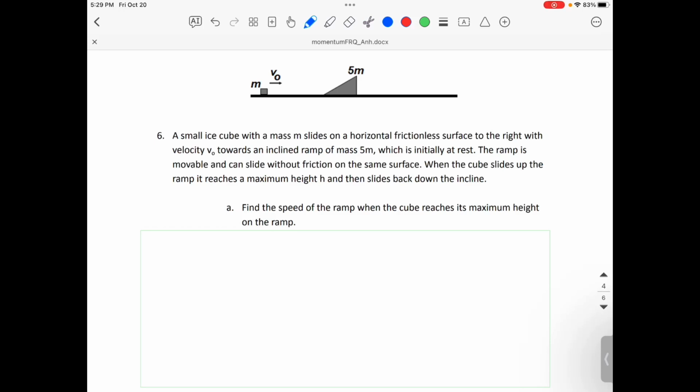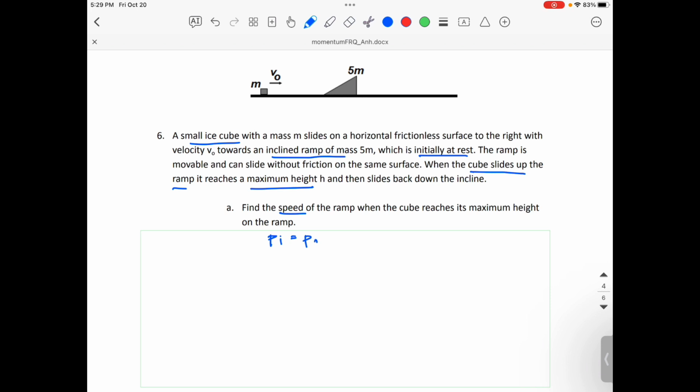So in this problem, we've got a small ice cube that is approaching an inclined ramp at rest, and everything is frictionless. The cube then slides up the ramp to reach a maximum height and then slides back down. The first thing we're going to do is find the speed of the ramp when the cube reaches its maximum height, and this is a collision, so we can have conservation of momentum here.